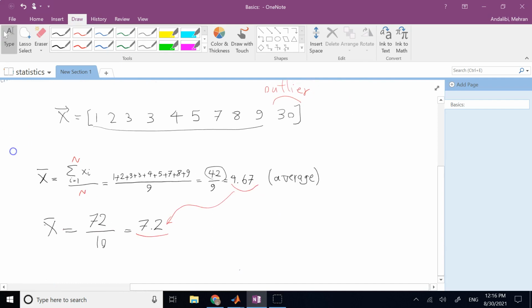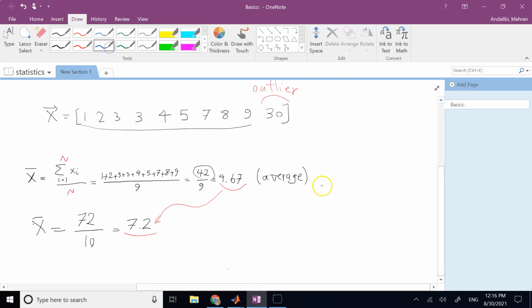But if you look at the median, what was the median last time? The median of x, if you remember, last time we had 9 data points, it was the middle point, so it was 4. Now how much is the median?